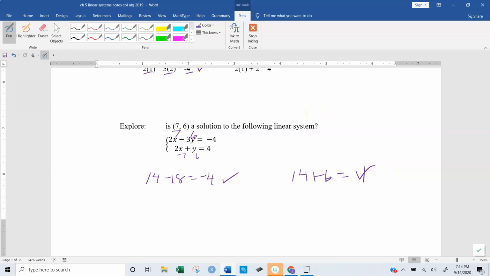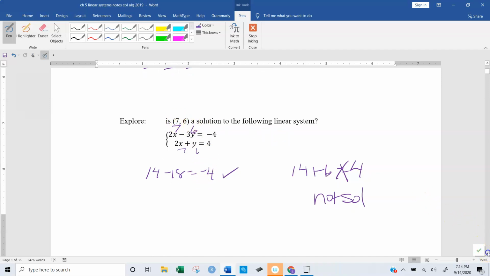The answer is absolutely not. So does this equal 4? The answer is no, this is not true. So the answer is no, this is not a solution to our system. It's not a solution. All right, these two lines do not intersect at (7, 6) is what that is saying.